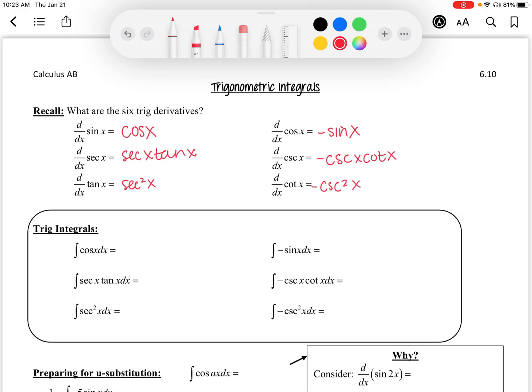Something to help you remember: all of the "co" functions, cosine, cosecant, cotangent, are going to have a negative in front of them. And then sine and cosine are just the opposite of each other. Secant and cosecant follow the same pattern. Secant is secant tangent, cosecant is cosecant cotangent, and then our tangent is secant squared and our cotangent is cosecant squared. So they follow some patterns there that you can see to help you remember those.